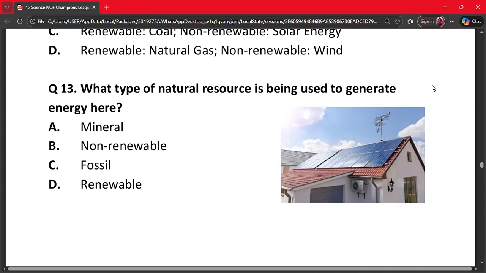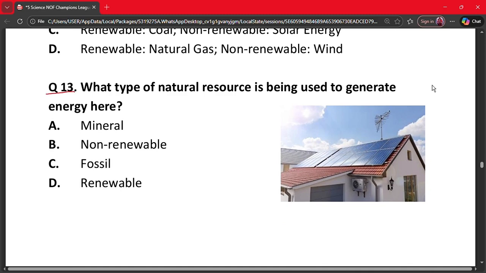Our next question is question number 13. What type of natural resource is being used to generate energy here? A. Mineral, B. Non-renewable, C. Fossil, or D. Renewable. The correct answer is option D. The picture shows a hydro, solar, or wind-based system that generates energy naturally from renewable resources. In this picture, you can clearly see use of solar panels which use sun rays. So it is a renewable resource.